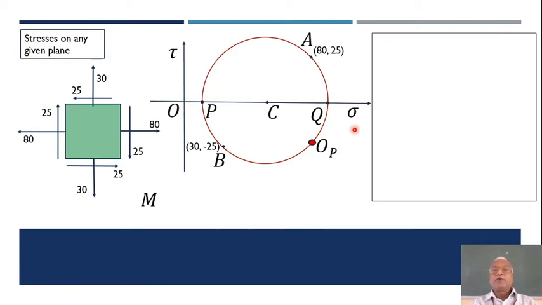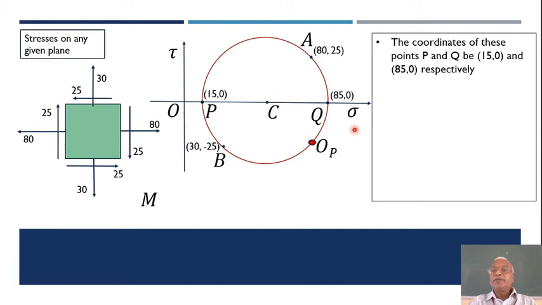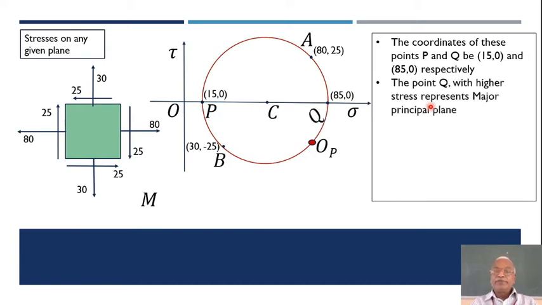Now the coordinates of these points P and Q are 15, 0 and 85, 0. I have been telling you these are not exact values, I have just taken them for the sake of understanding. So 15, 0 and 85, 0, let us say. Now the point Q, with higher stress, represents the major principal plane, because P has 15 and Q has 85. The point with the higher magnitude represents the major principal plane.